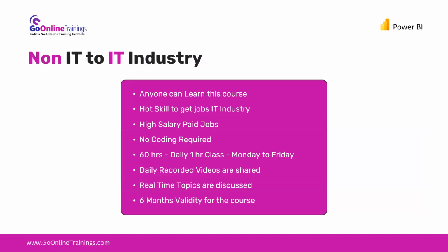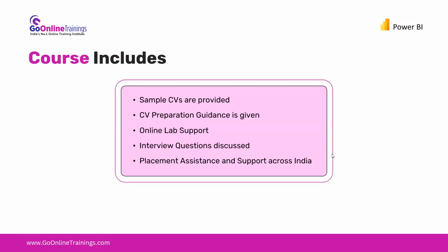So daily 1 hour class will be there. Monday to Friday we'll have classes, and I'm going to give you daily recording videos. Real-time topics are going to be discussed. There is 6 months validity for the course and the videos. After 6 months, if you want to access your videos, pay only a nominal fee, a very basic amount. I think 200 rupees per month or per quarter, and you can extend the videos for 1 month, 2 months, or up to 6 months. Clear? So that is what you need to understand. By default, all the videos will be given for 6 months. That is what you need to understand, guys.